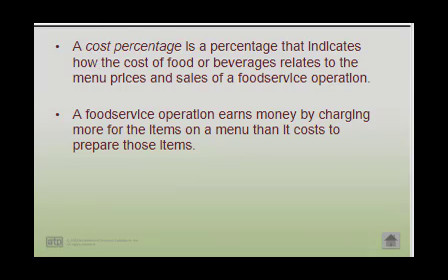A food service operation earns money by charging more for items on a menu than it costs to prepare those items. Therefore, the menu price is always higher than the as-served cost of that item. Since a menu item cost percentage is equal to the as-served cost divided by the menu price, a menu item cost percentage will always be less than 100.